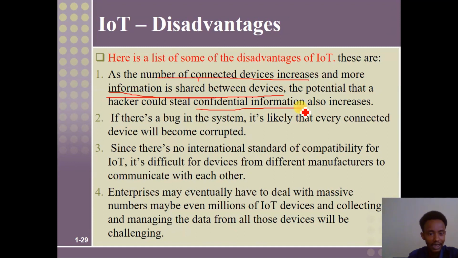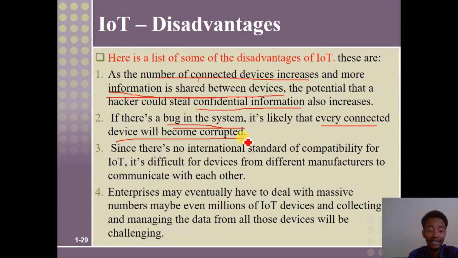The second one: if there is a bug or an error within one system, it is likely that the very connected devices will become corrupted. If wrong data is collected from the environment by a corrupted sensor, then every system will be corrupted, because the data collected by the corrupted sensors will be analyzed incorrectly, and finally the wrong decision will be taken based on wrongly analyzed data.